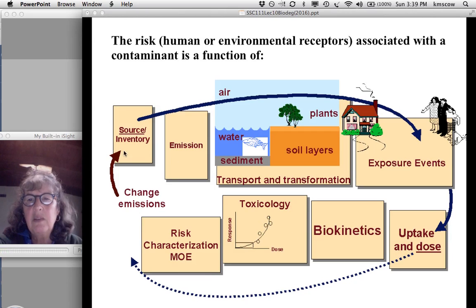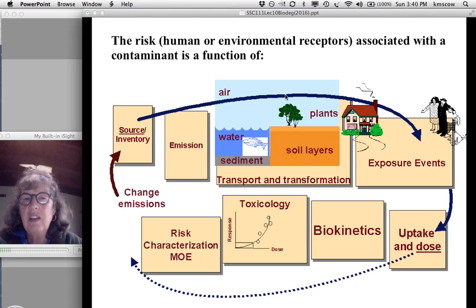So in a risk assessment, you start with the source, like where are all these chemicals coming from? Let's say the chemical is, what's your favorite chemical? PCBs. So where do PCBs come from? Where are they used? Then how are they released? Does it go primarily into the air? Does it go into water? Does it go into soil?